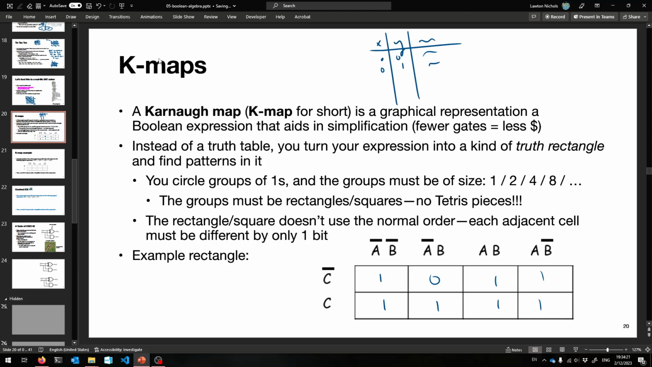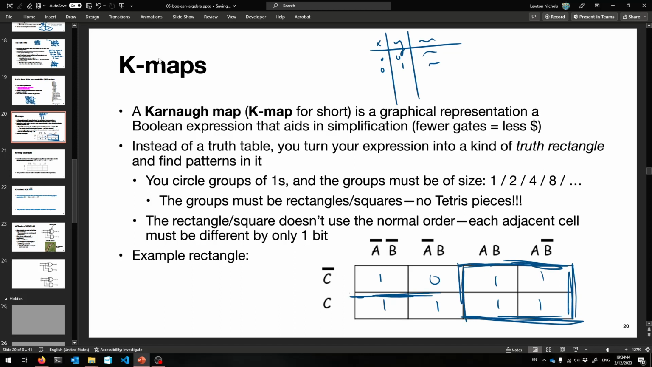And you're going to circle every group of 1s that you see. And the groups better be of a size that is a power of 2. So like here's a group of 4. But I can actually do better. I guess it's about the same. Here's a group of 2 and here's a group of 1. I could also do that in a different way. Like here's a different group of 4. Makes no real difference. But that's a nice group of 4.